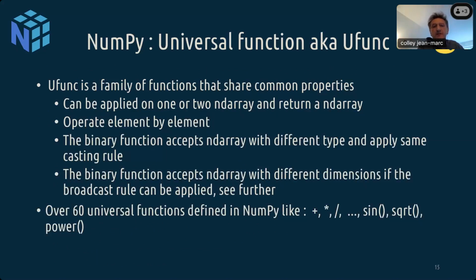They operate element by element. The binary functions accept ND arrays with different types and apply the same casting rules. The binary functions accept ND arrays with different dimensions if the broadcast rule can be applied, see further. There are over 16 universal functions defined in NumPy, like multiplication, addition, sinus, square, power, and so on.